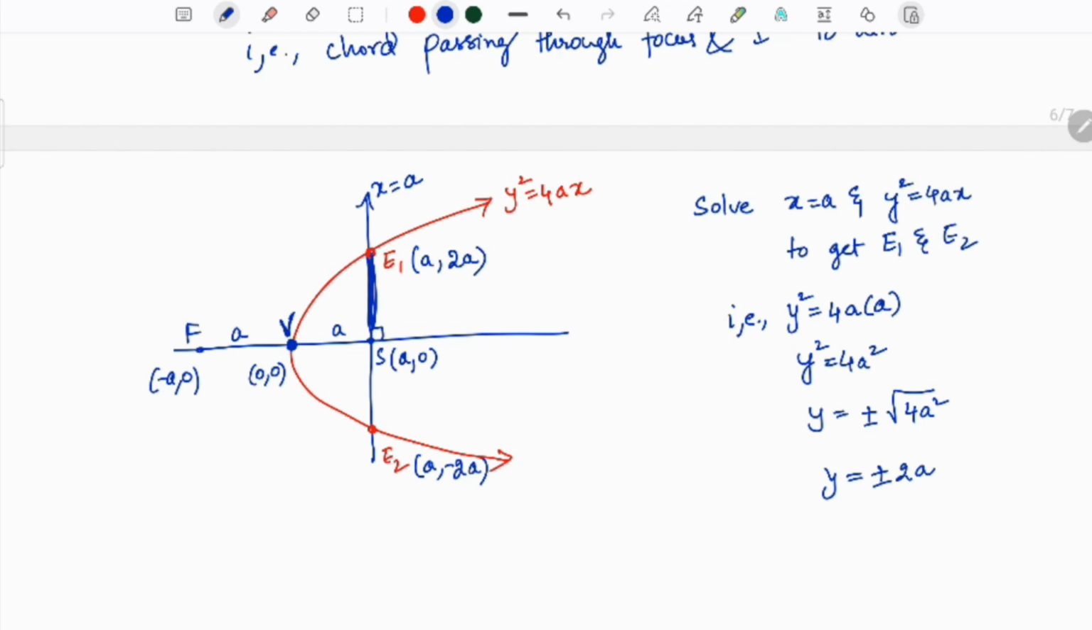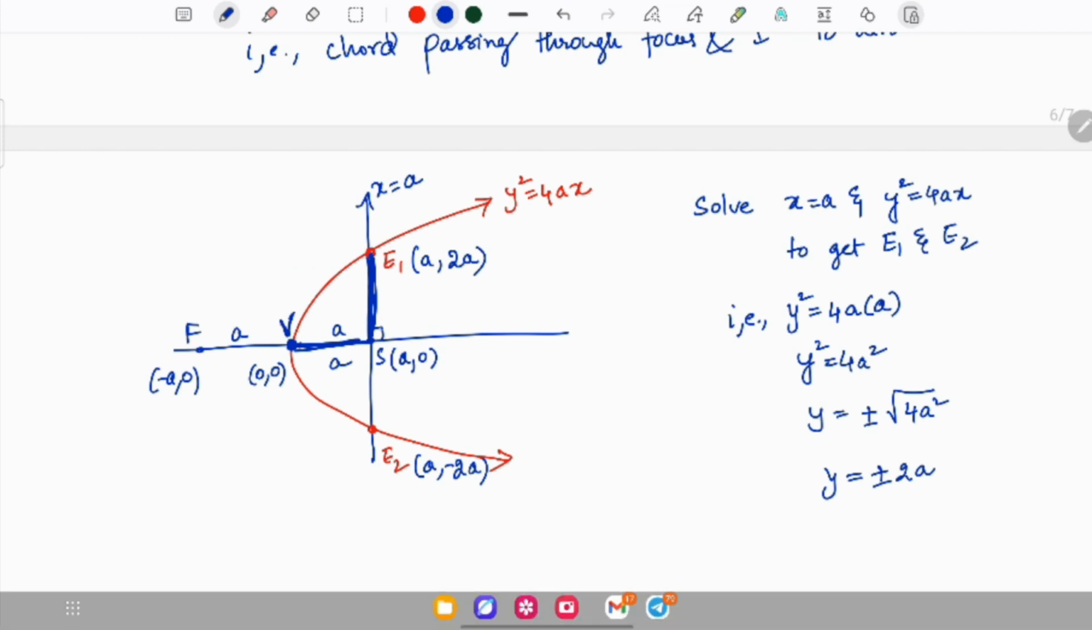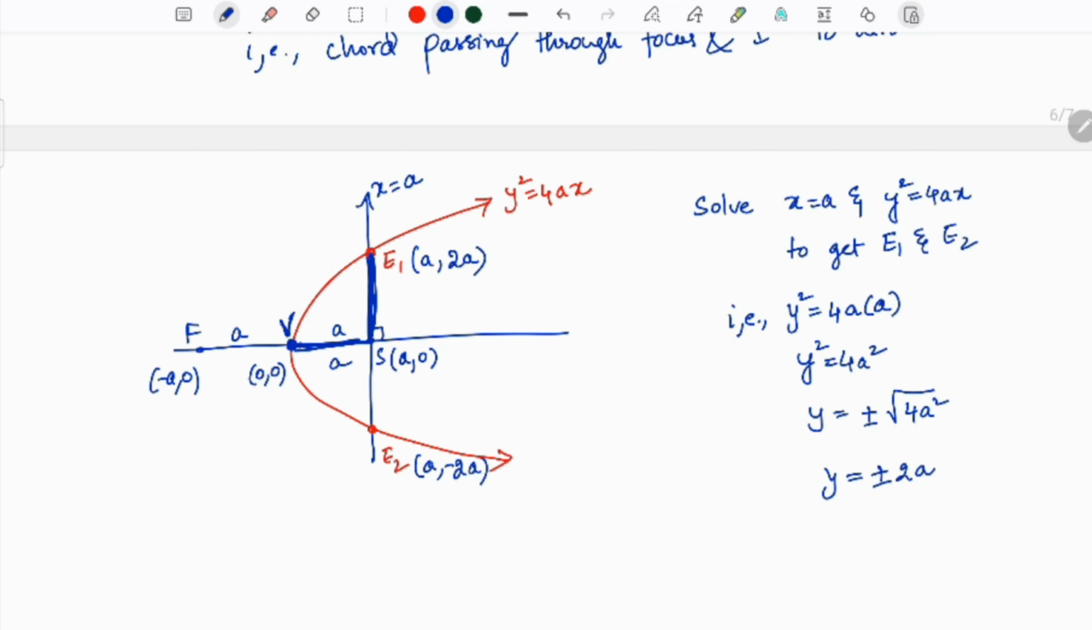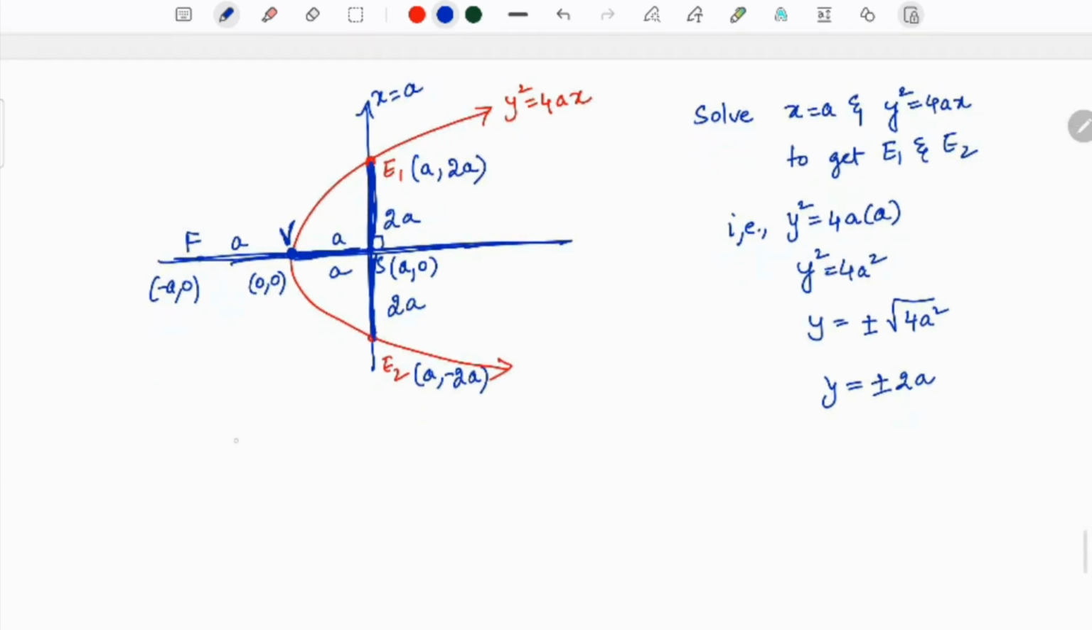That means can you tell me this distance? From origin, I have moved a units, right? To reach E1, what should be distance between S and E1? How much I should move from S to reach E1? 2a. Since this is line of symmetry, this is also 2a. S to E1 distance 2a means S to E2 distance is also 2a. What is E1, E2 length? That is 4a. 4a is called length of latus rectum.